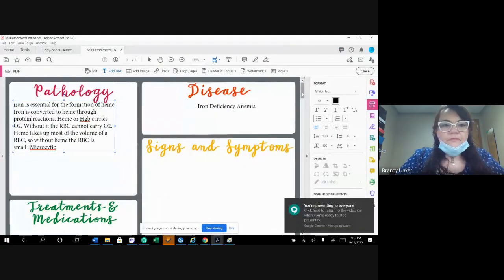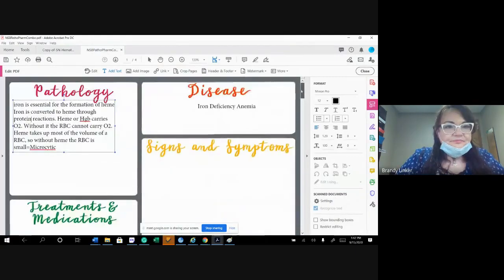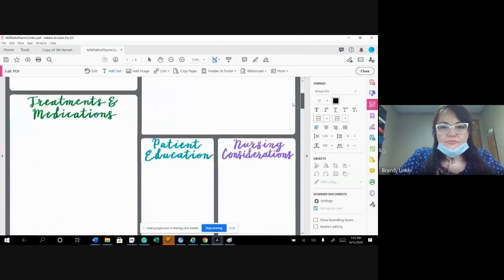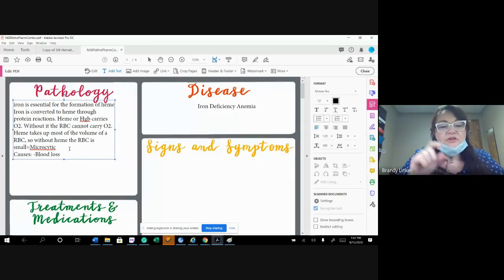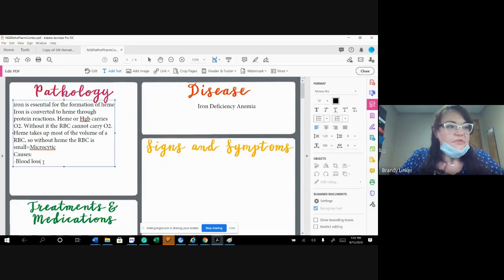Okay. So, causes. You can have it through blood loss, just like hypovolemic, okay? But how you're going to tell the difference is you're going to look at that red blood cell and it's going to be small compared to normal red blood cells. So that's how you're going to tell the difference between hypovolemic and iron deficiency, okay? So blood loss, maybe through a gastric ulcer, trauma, or menstruation, okay?